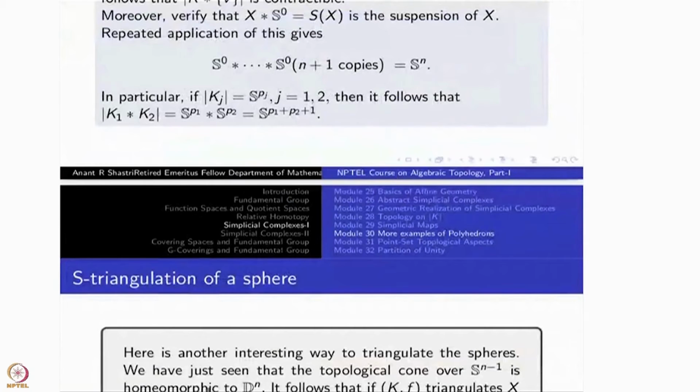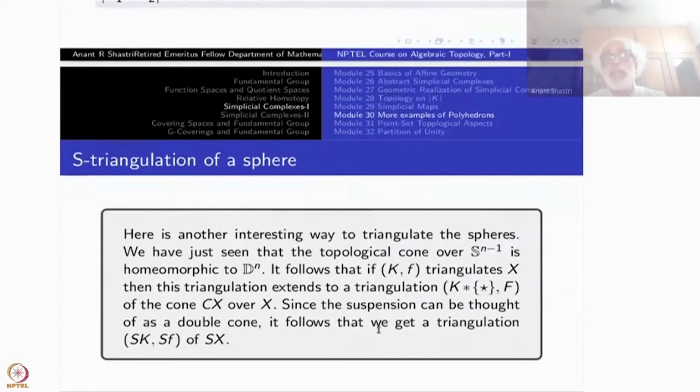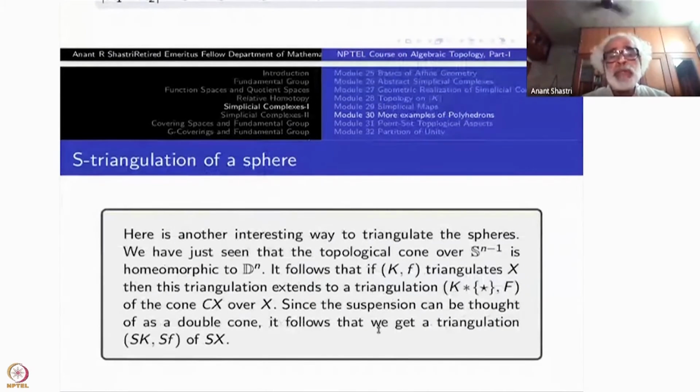Okay, this special case I am going to explain now here. So this is an interesting way to triangulate the sphere. We have just seen that the topological cone over S^(n-1) is homeomorphic to D^n. So it follows that if K, f is a triangulation of X, then the triangulation of X extends to the cone. So this capital F is a triangular extension of the map, not a simplex.